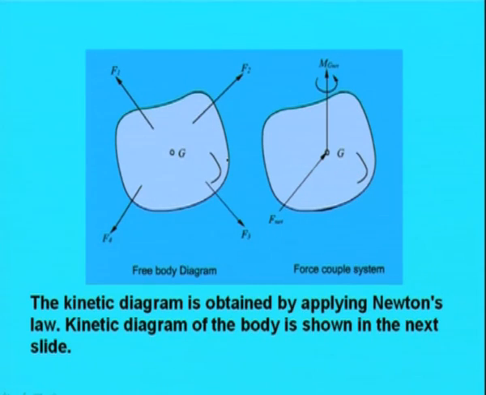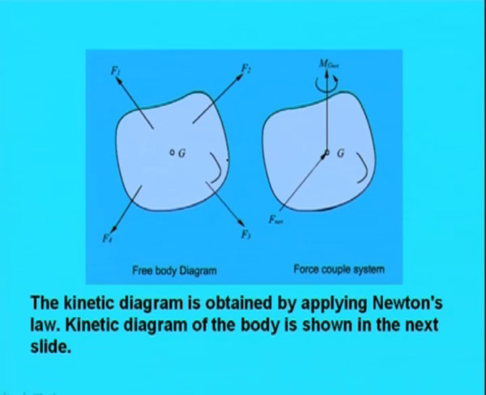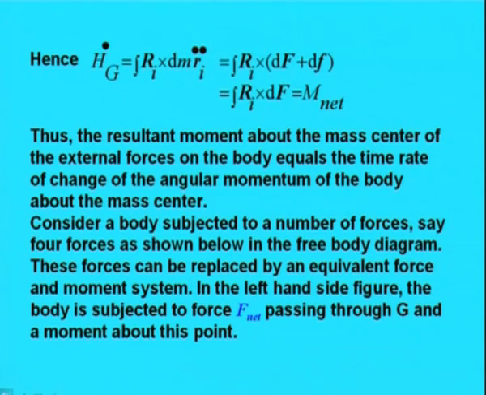In the free body diagram we show only the forces acting on the body; that is called the free body diagram. Here we see an arbitrary body with mass center G, and we have shown just 4 forces. One point has to be noted: these forces can be replaced by an equivalent force and moment system.